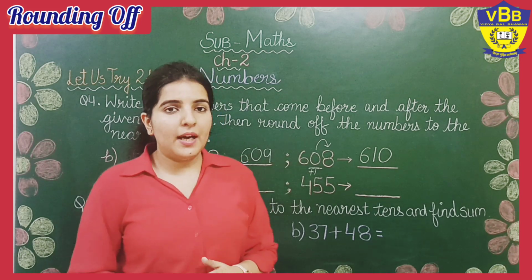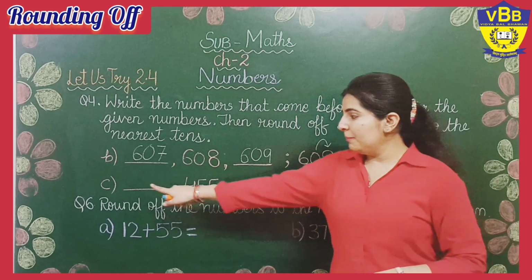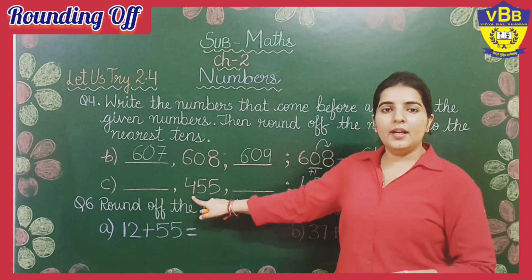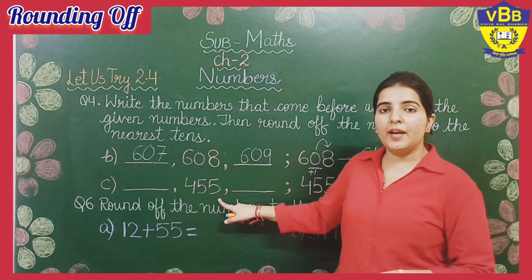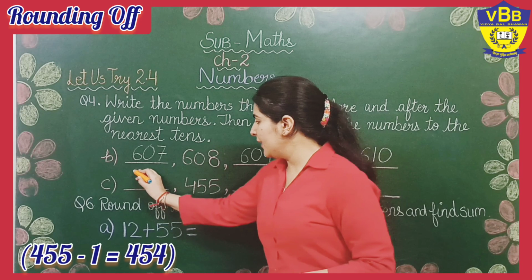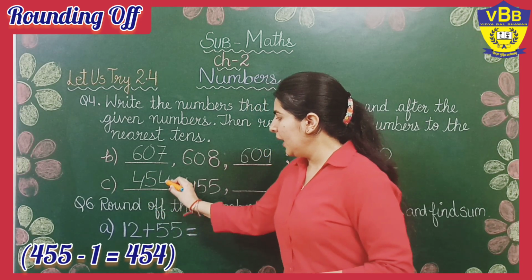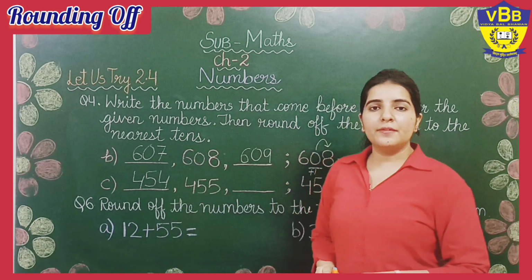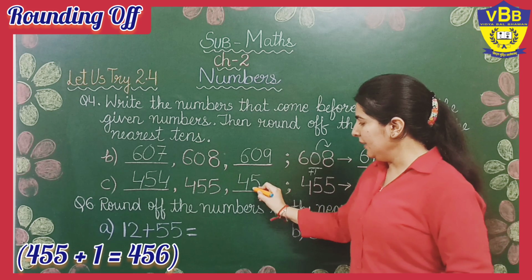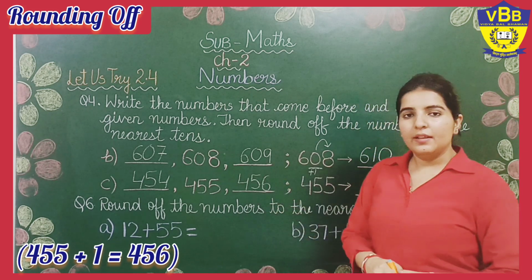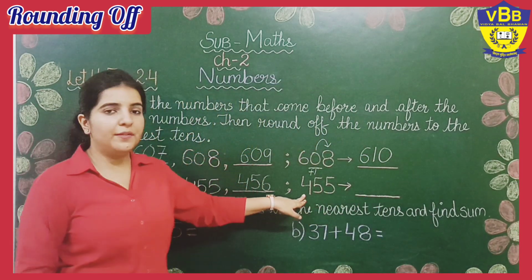There is one more part. Let us see that also. Now the next part is part C, 455. What comes before 455? 454. And what comes after 455? 456. Right?